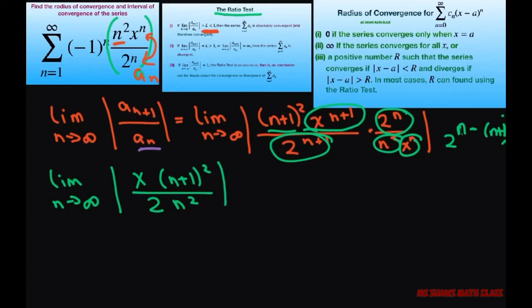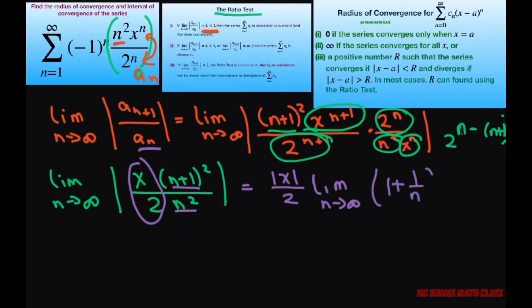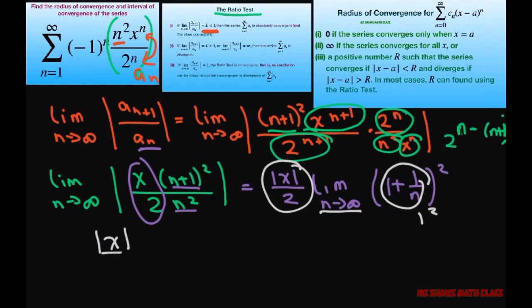All right. Now what we can do is factor out x divided by 2. So that's going to be absolute value of x divided by 2 times the limit as n approaches infinity. And I'm going to take these pieces and divide by n. So this is going to end up being 1 plus 1 divided by n, and then you square it like that. All right, so as we evaluate the limit, this is just going to go to 1 squared, and we're left with absolute value of x divided by 2 times 1 squared. This can be written as 1/2 times absolute value of x.